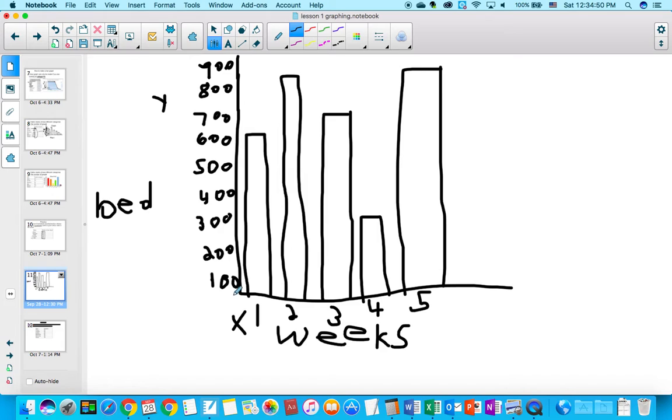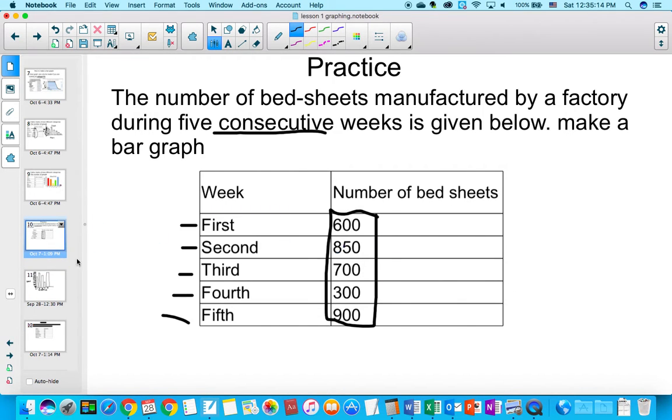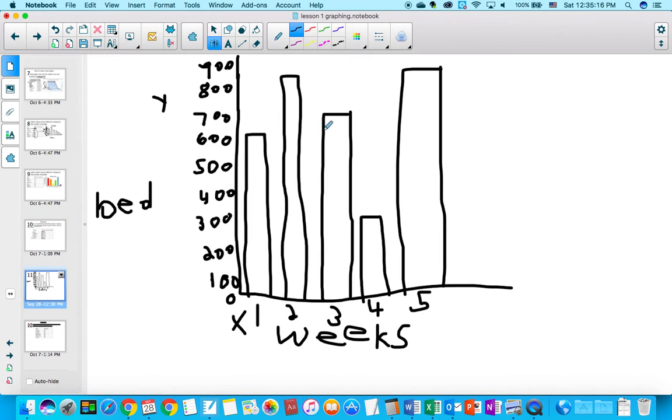Now you always want to try to start at 0 in the corner and then work your way up by a certain amount. So I could have gone up by tens, I could have gone up by 50s. I decided to go up by hundreds. You need to pick what values you want to go up by so that your graph fits and doesn't look stretched or short. And the values on here, the number of batteries sold, represent your bars, right?